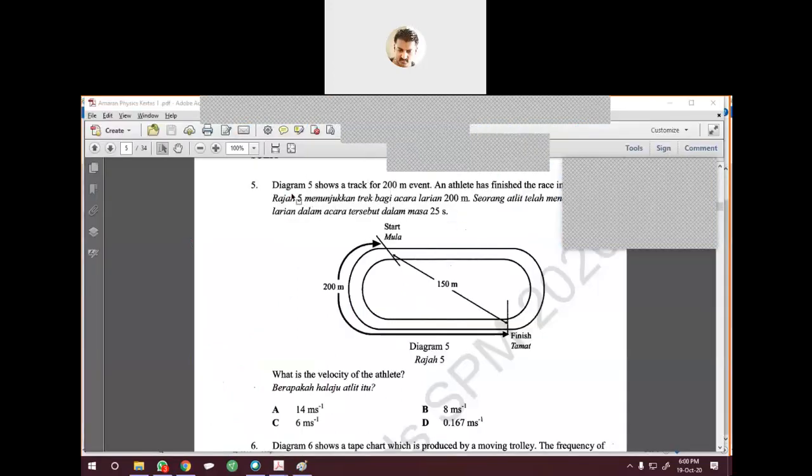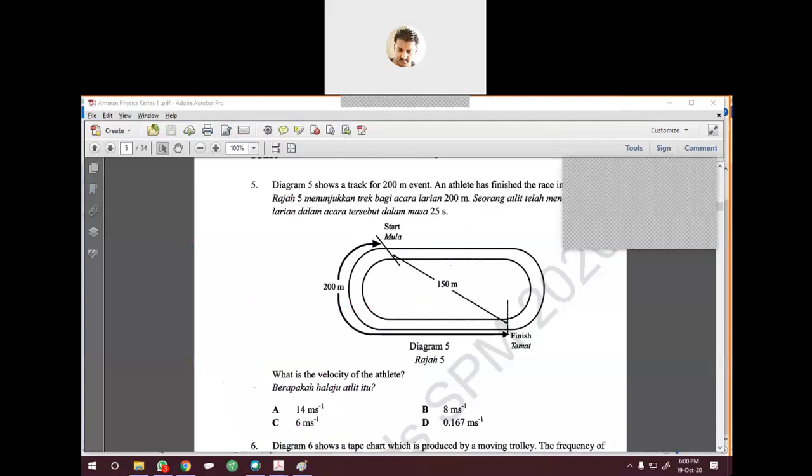Okay, next one. Diagram 5 shows the track for a 200-meter event. An athlete has finished the race in 25 seconds. What is the velocity of the athlete? So what is velocity? Displacement over time, right? So what's the answer you guys get?